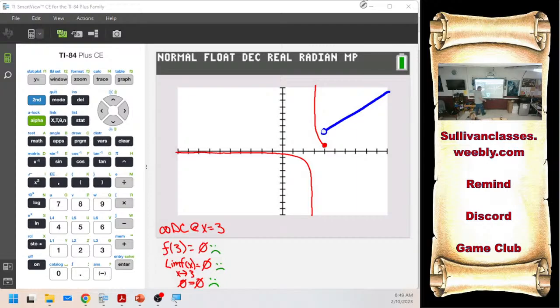We also have removable discontinuity. When does that happen? There's a hole, and the hole is caused by canceling out factors. So look at your function. Did I cancel factors at any point?